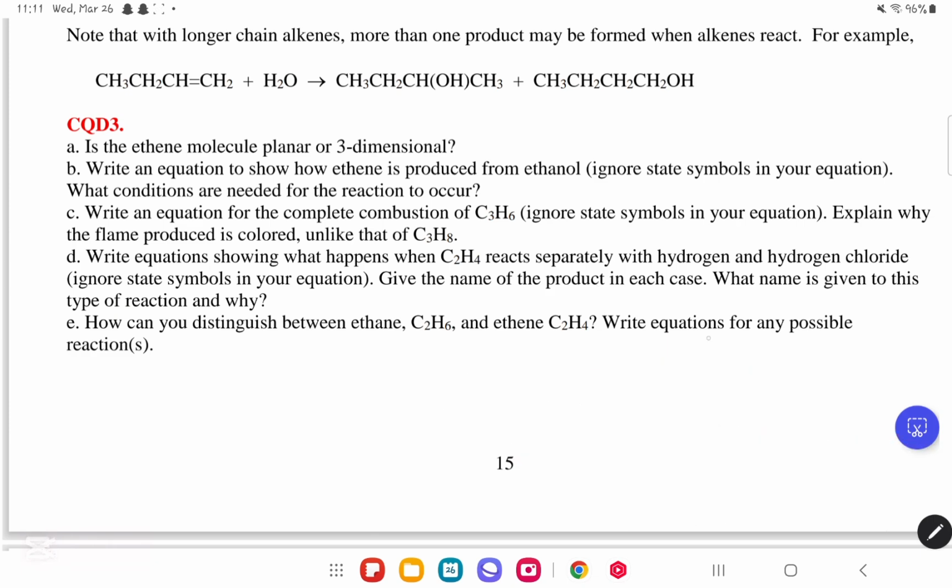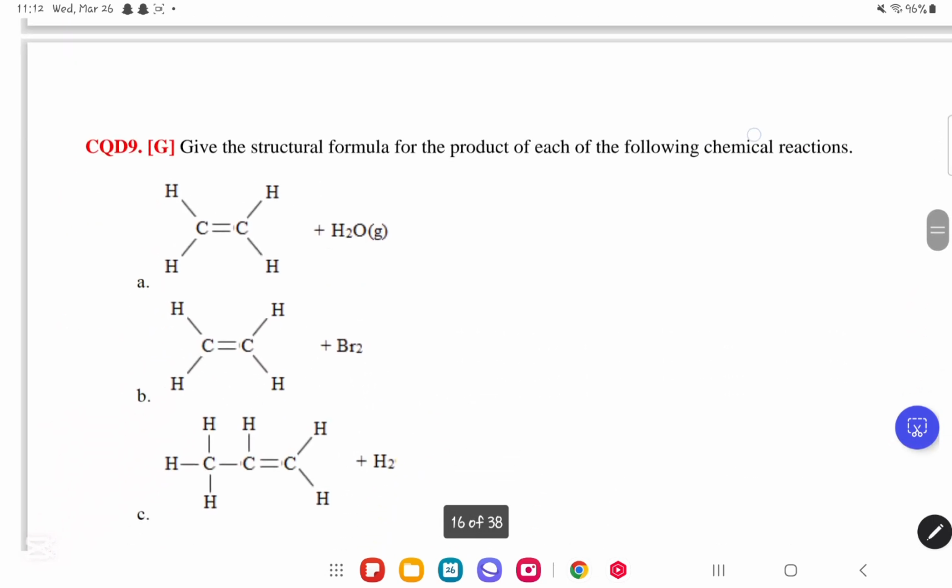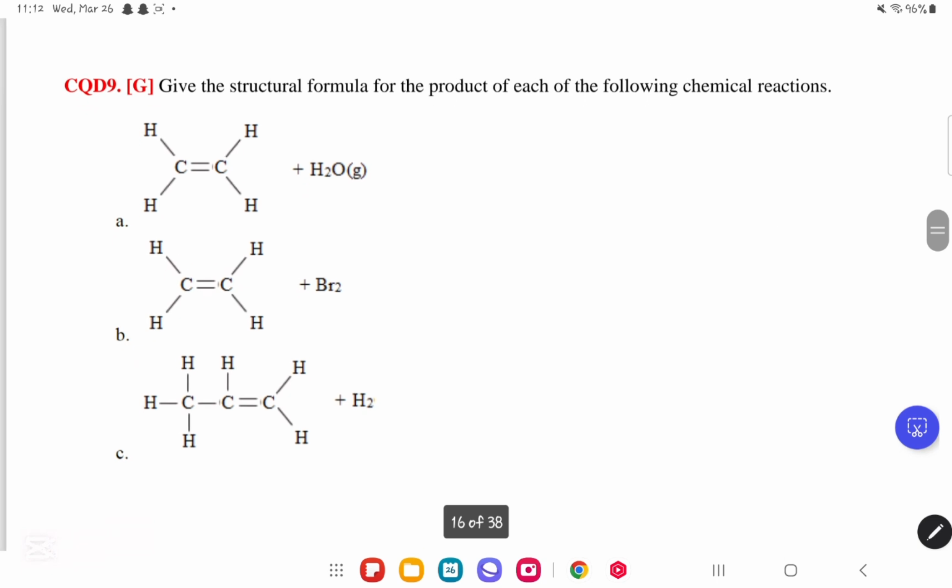That is pretty much it for CQD number 3. We now move on to CQD number 9. Give the structural formula for the product of each of the following chemical reactions. So, for part A, it is ethene will react with H2O gas. Because ethene is an alkene, it will undergo an addition reaction.